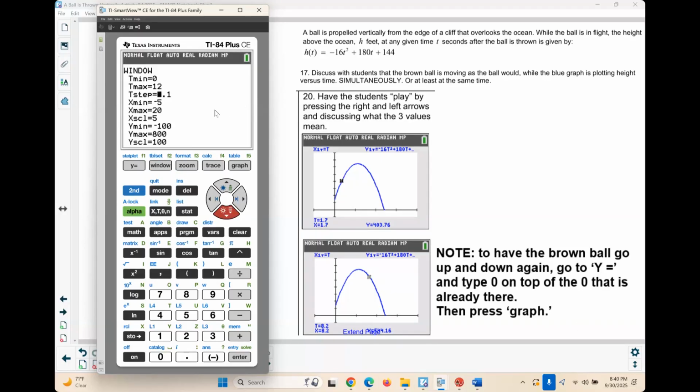So now, say you wanted to do this again. If you go to press graph again, you're going to be disappointed because it's not going to do what you want. So here's a little trick. Go back to y equals, and what I usually do is I just go down to where it says 0, and I type 0 on top of 0, and it's telling the grapher, I just changed the equation. Please regraph differently, but I didn't. So now when I press graph, I get the same thing, but I get it back. So that's a real quick way of regraphing, without doing a whole lot of work.